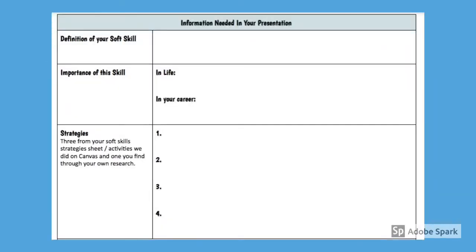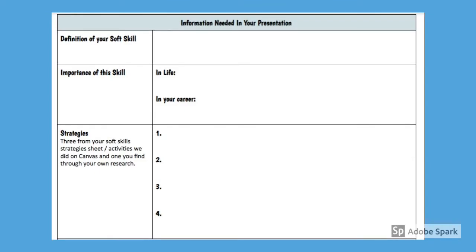So this is the information that's going to be required in that presentation. So basically all you need is a definition of your soft skill. So you're going to put it right here in the lesson plan first, and then you'll also put it in the presentation. Tell me why this skill is important, both in life and in your career, and then 4 strategies to strengthen this soft skill.